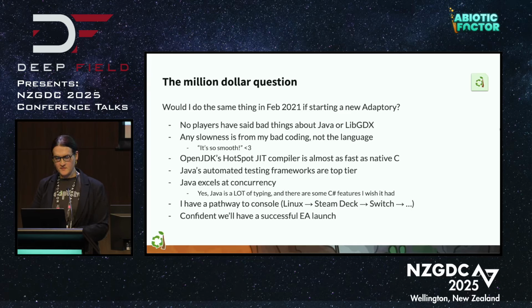Yes, Java is a lot of typing, which I am frustrated about. I have to do a lot of factories and services and all that other stuff. And there are some C# features I wish it had. I wish I had stronger enums. I wish I had structs.